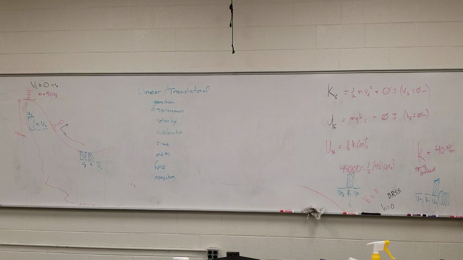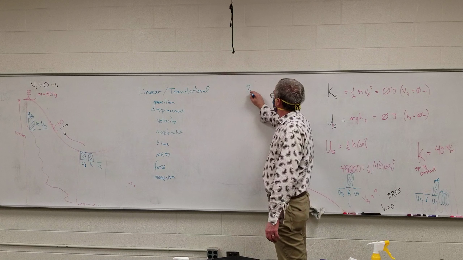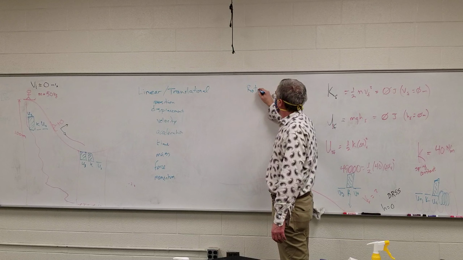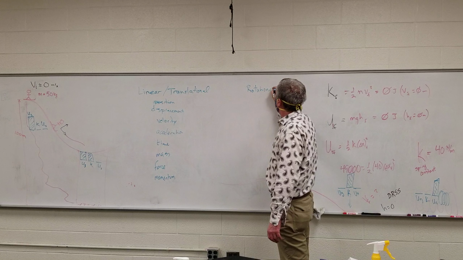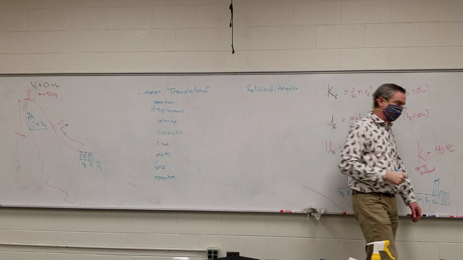Now for each of these, there's a rotational analog. So we're now going to get into, in chapter 8, rotational or angular motion. We can now have things spin.